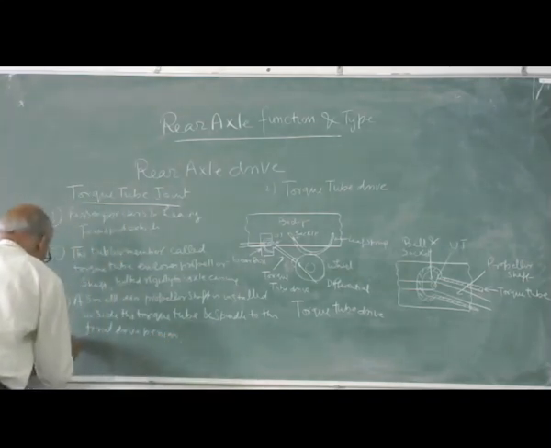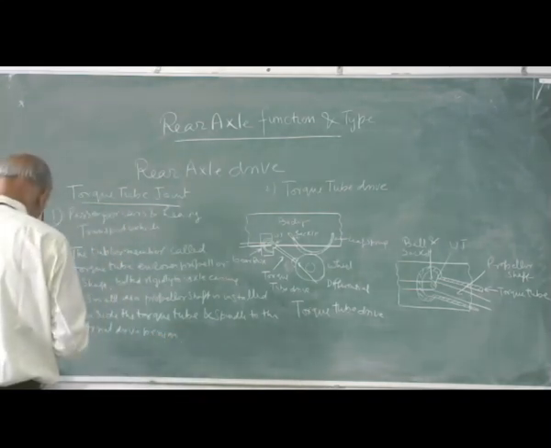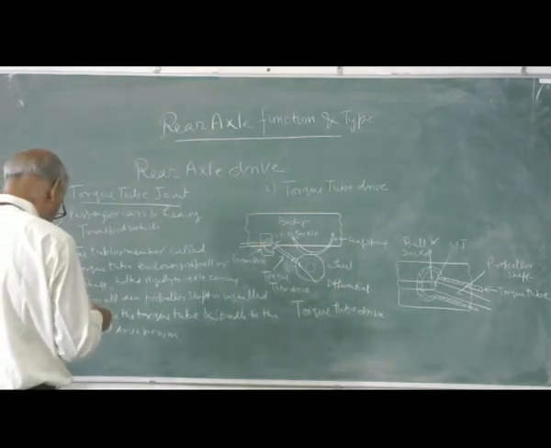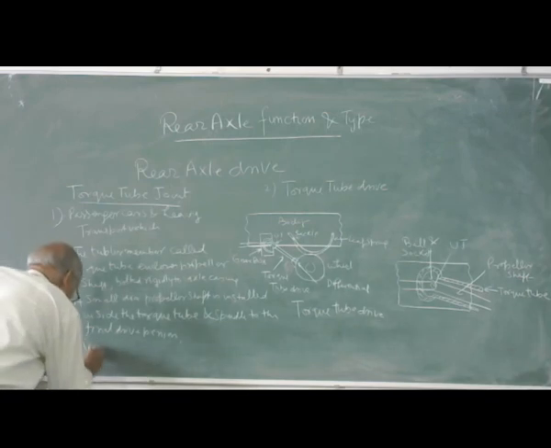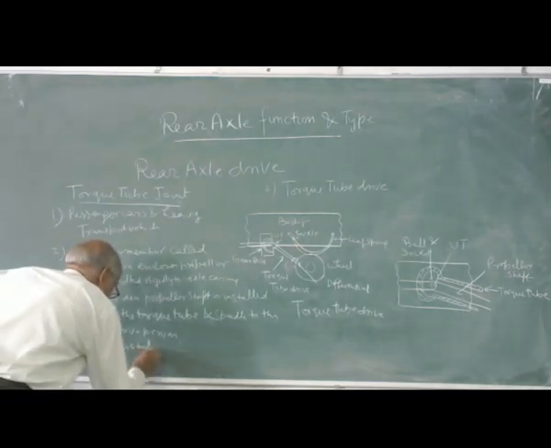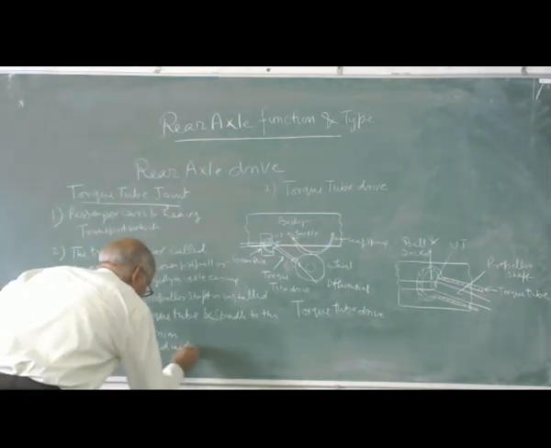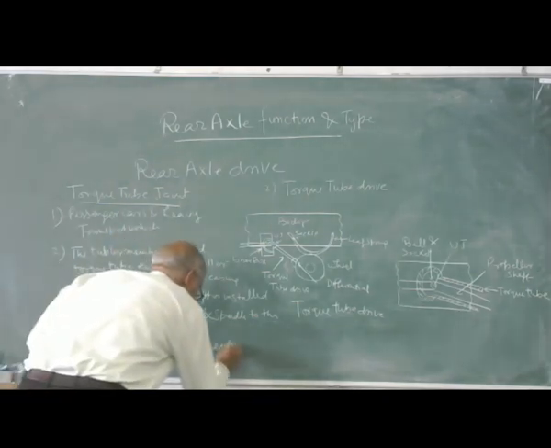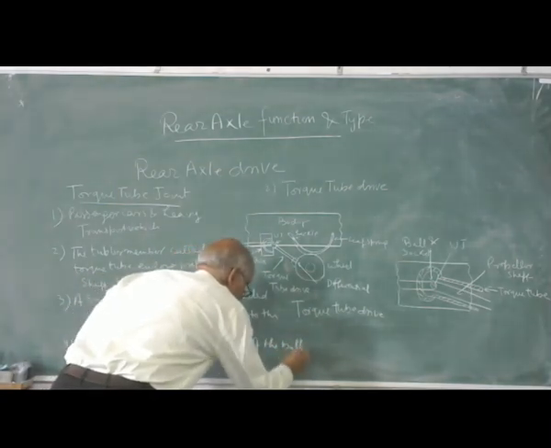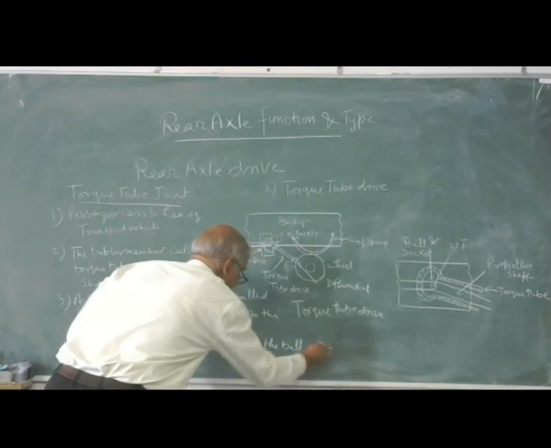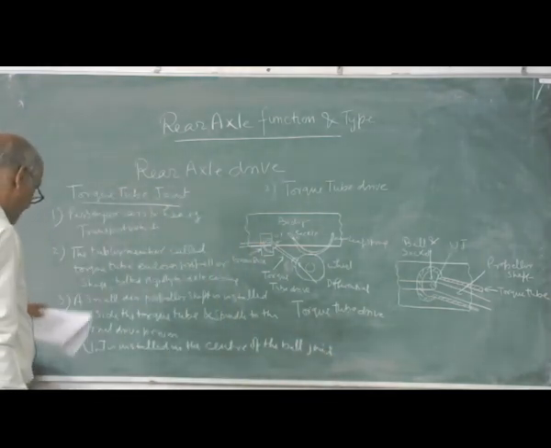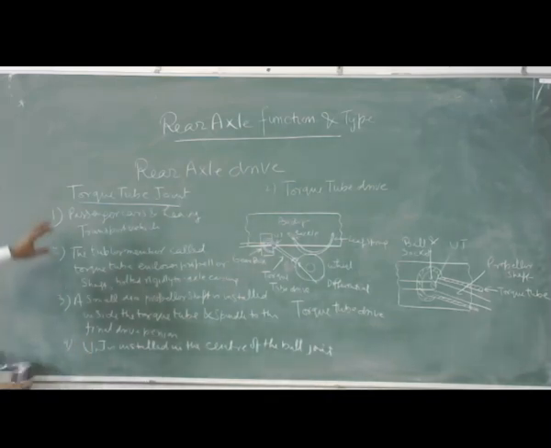And the fourth one, universal joint is installed in center of the ball joint. UJ is installed in the center of the ball joint. Okay. So torque tube joint.